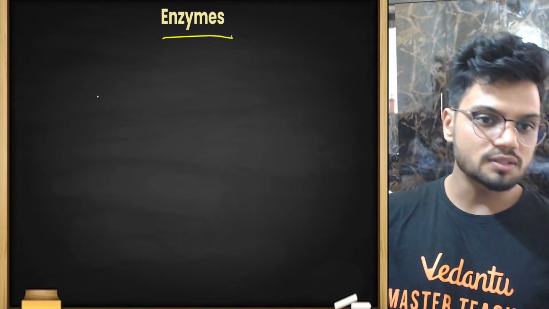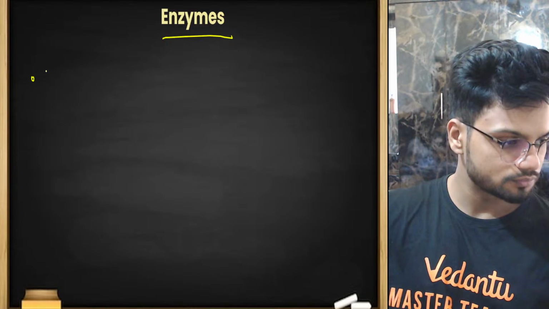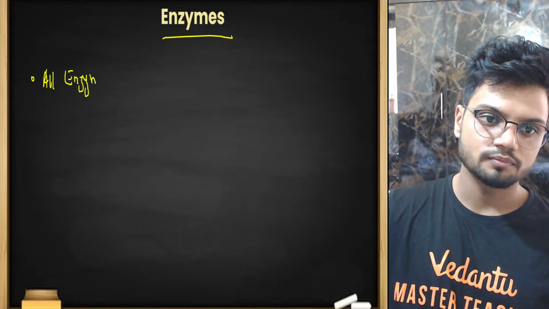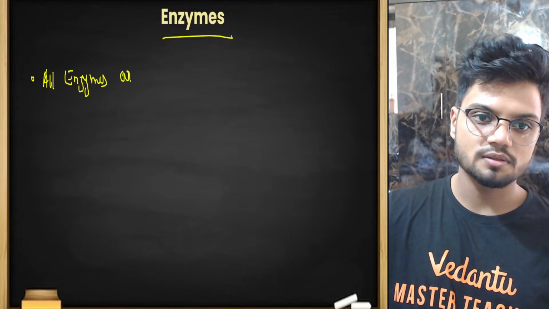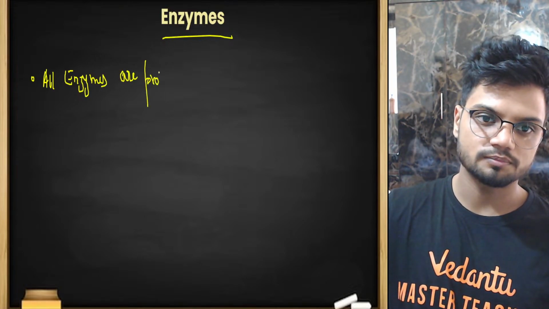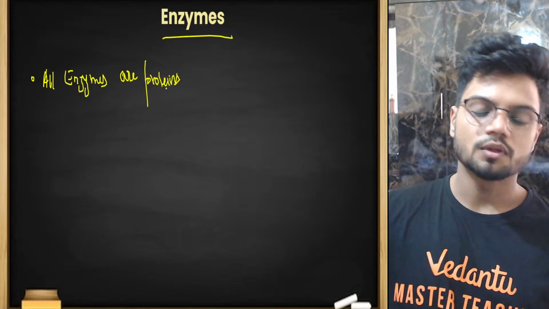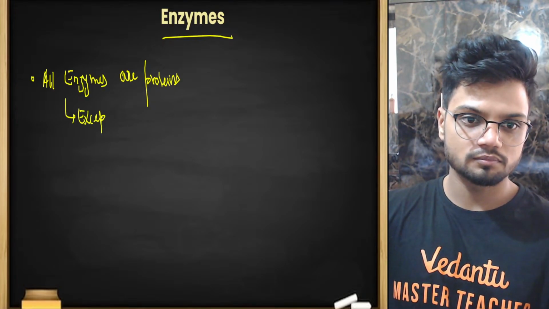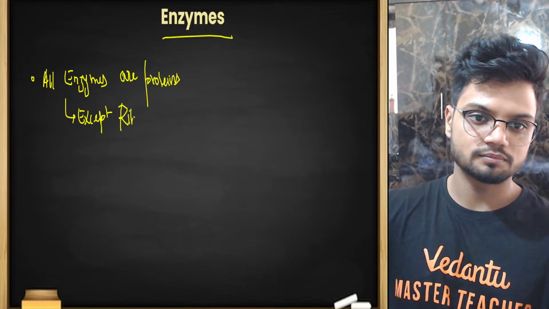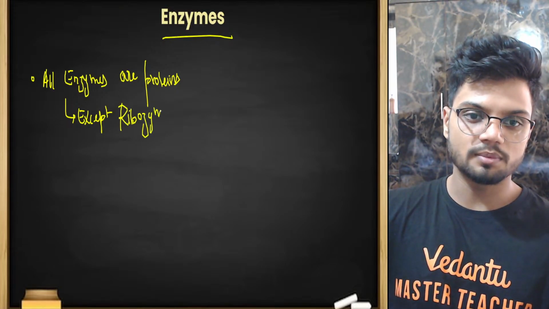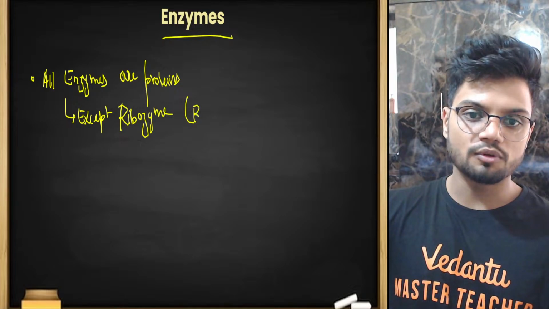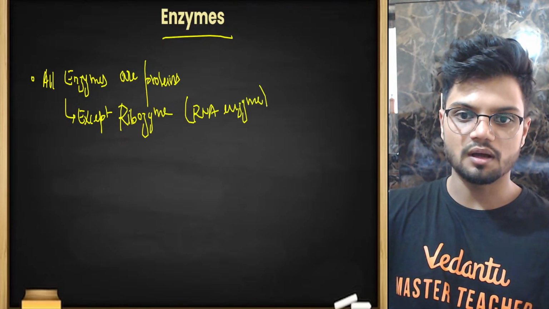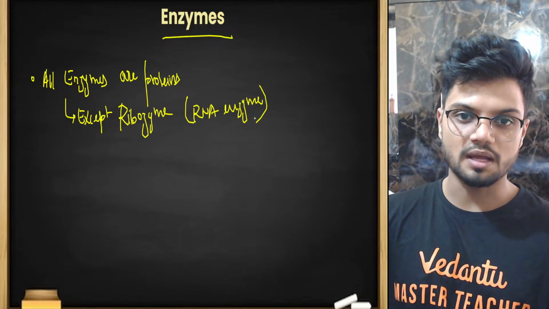What is an enzyme first of all? All enzymes are basically nothing but proteins. All enzymes are proteins except the ribozyme. Ribozyme is an RNA enzyme.